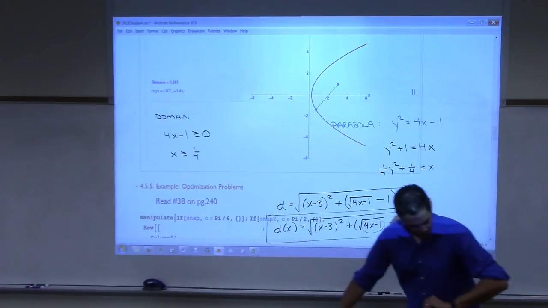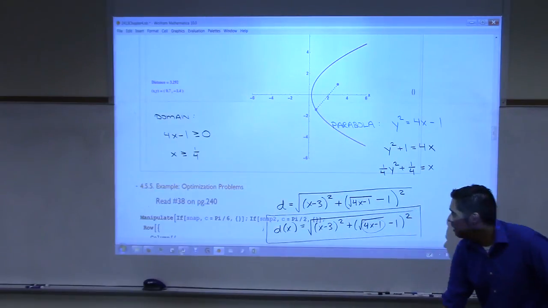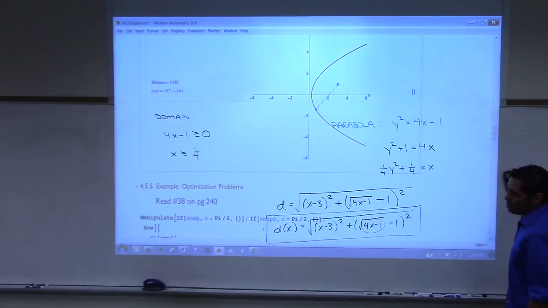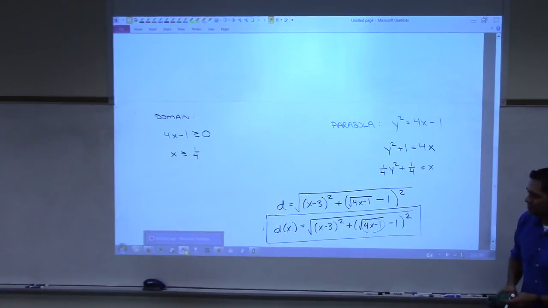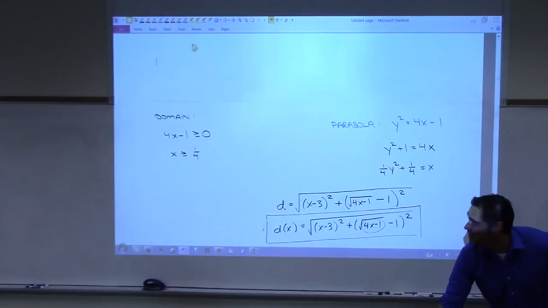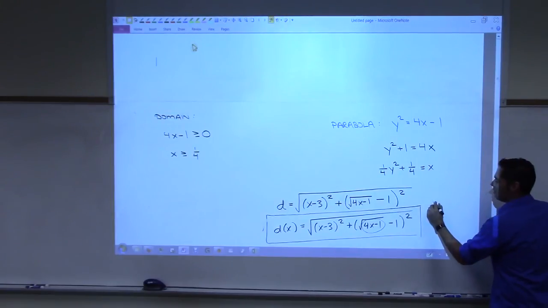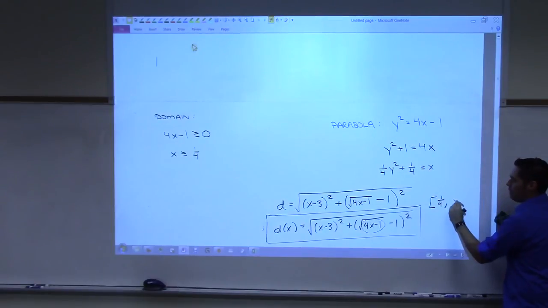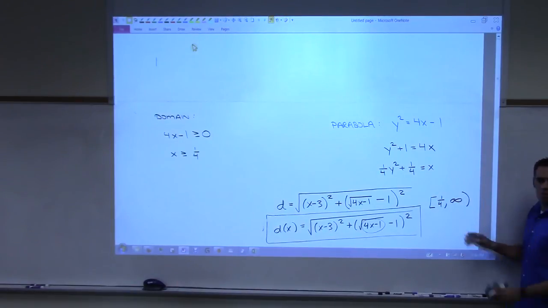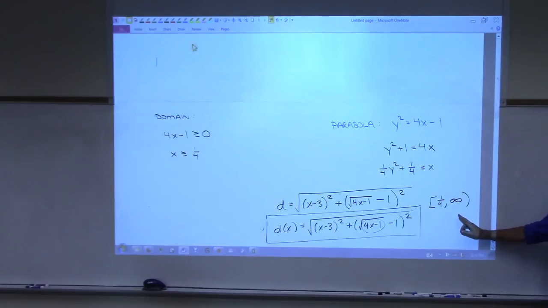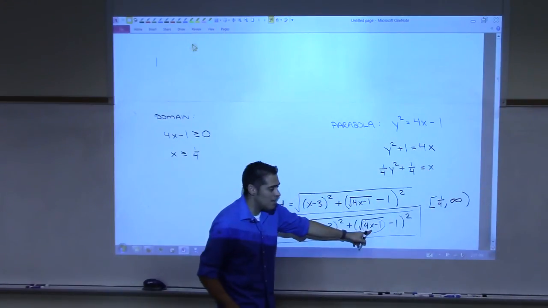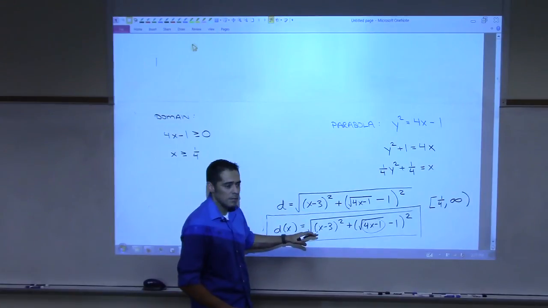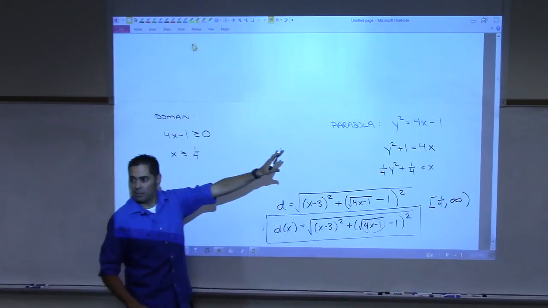All right, I'm kind of at a point where I need more time because we have a domain, right? We have a domain for this function. We're going to be looking from 1/4 and then forever. There's no upper restriction on x because as long as this thing is satisfied, this distance is defined. So I keep going forever.